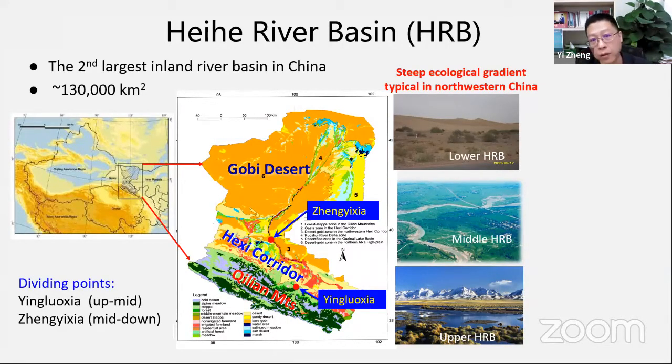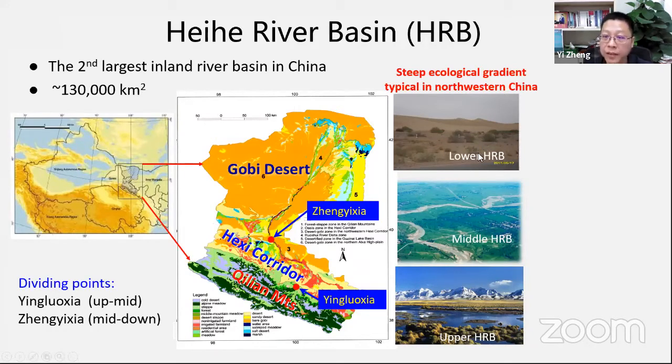Okay, not a semi-distributed model or a conceptual hydrological model. Heihe River Basin is a very interesting river basin. It's the second largest inland river basin in China, with a total area of about 130,000 square kilometers. As you can see from this figure, it has a steep ecological gradient, which is very typical in northwestern China. Its upper part is in the Qilian Mountains with snow and glaciers. Its middle part is in the Heihe corridor with intensive irrigated agriculture. Its lower part is the Gobi Desert.